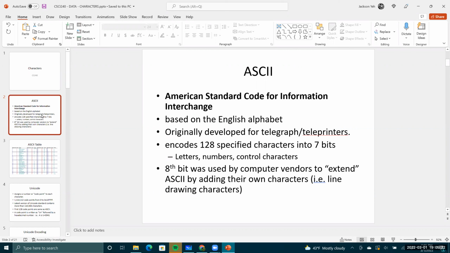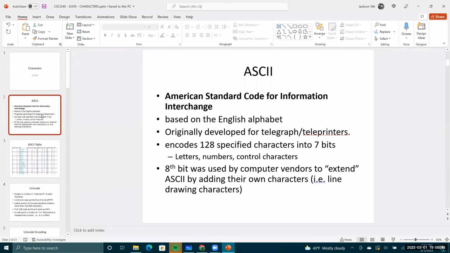These 128 characters are composed of letters like the alphabet, right? A, B, C, D, numbers like 1, 2, 3, and then also control characters. Control characters are things that are not necessarily printed out, but are there for the purposes of printing. For example, it could be line feed or tab. These are control characters that move the cursor around.